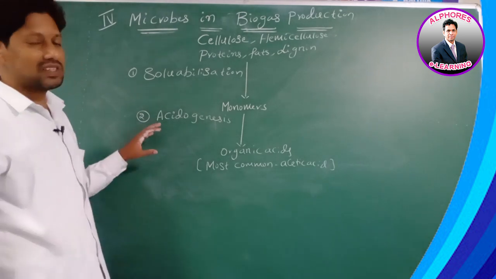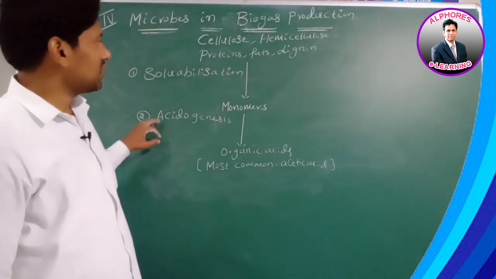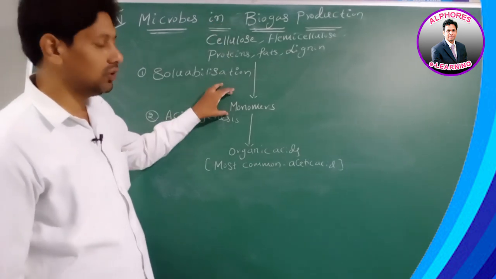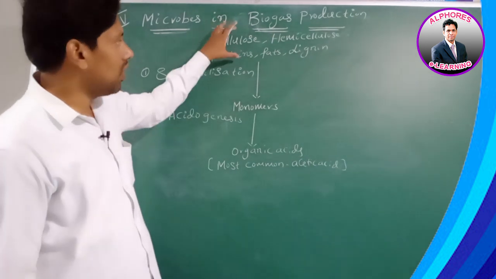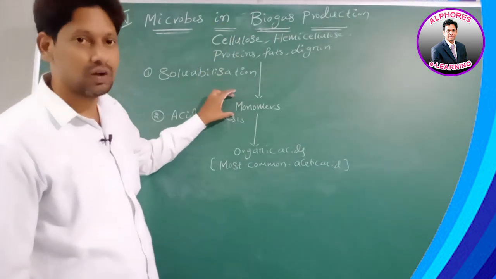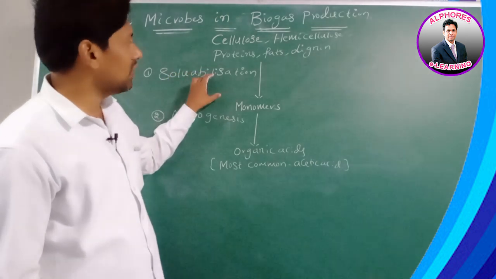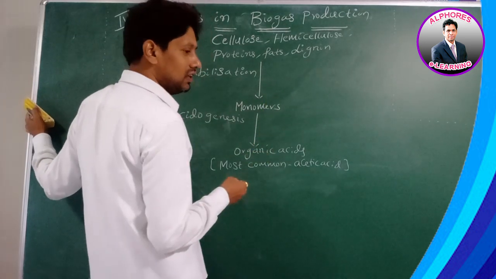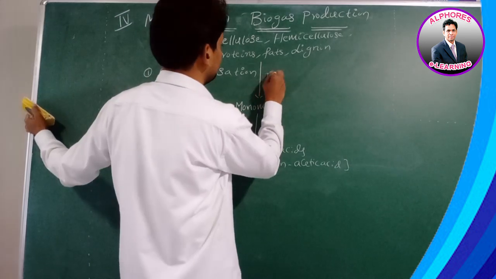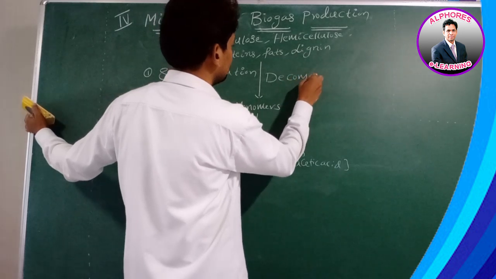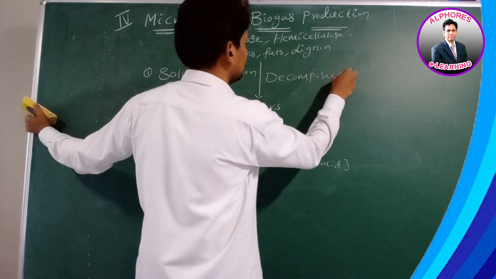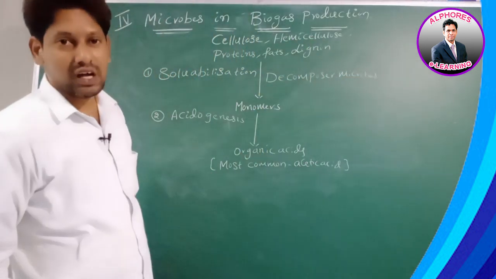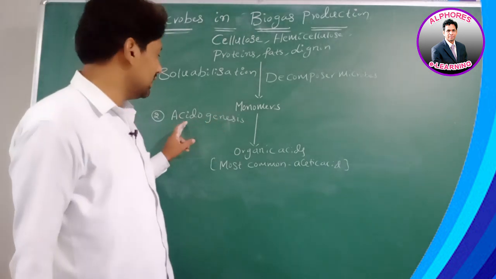Right? We are discussing production of biogas. What is the first step? Solubilization. Here, polymers are converted into their monomers. Sir, in this solubilization process, which organisms are involved? Decomposer microbes are involved.